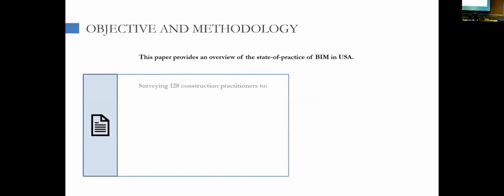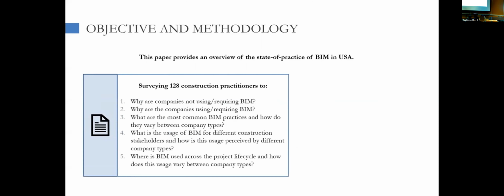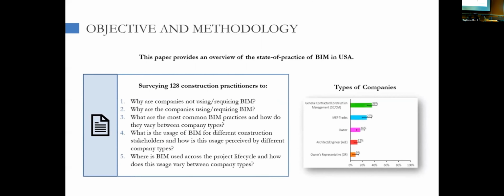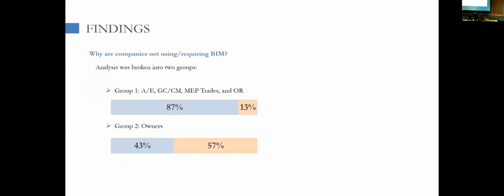To do that, we've conducted a survey with 128 construction practitioners in order to answer the following 5 research questions over here, which we're going to be going through throughout this video. The types of companies that we received respondents from included general contractor construction management, GCCM, MEP trades, owner, architects, engineers, and owners representatives. So starting with the first research question, which is why are companies not using or requiring BIM?